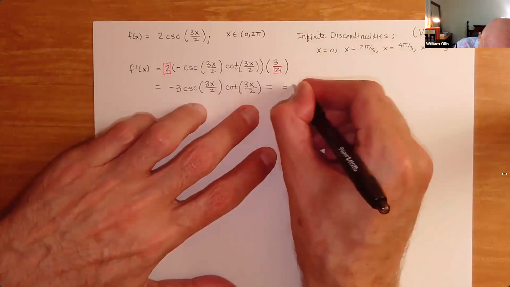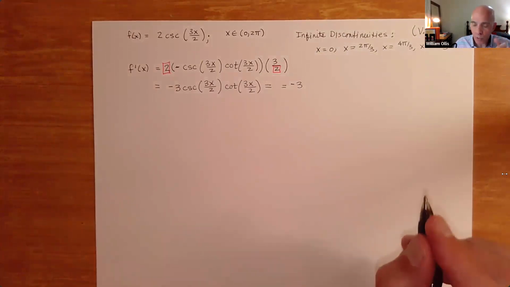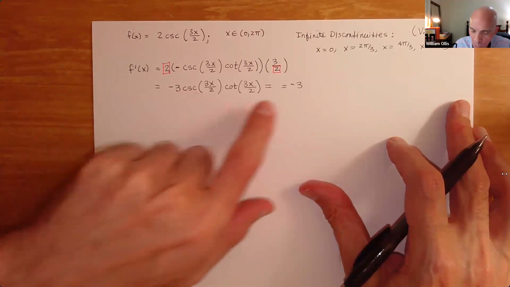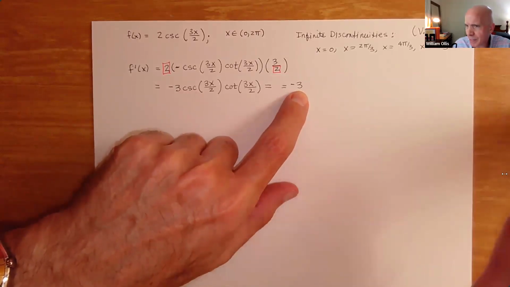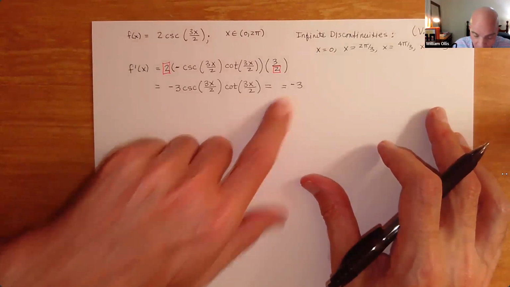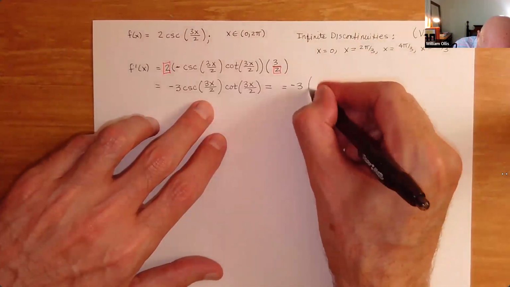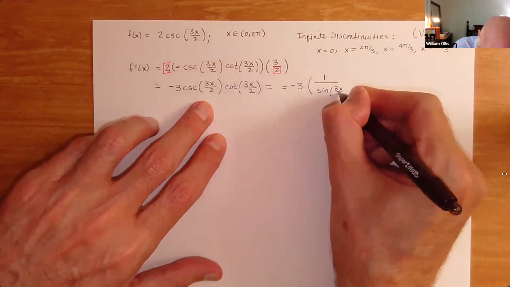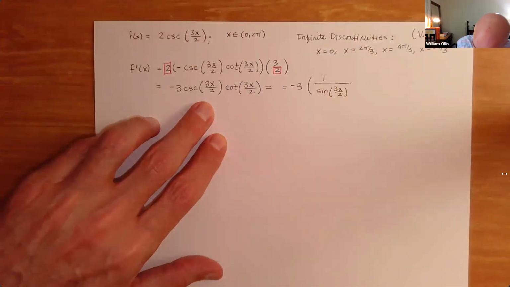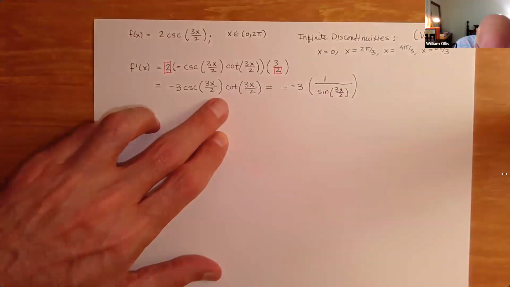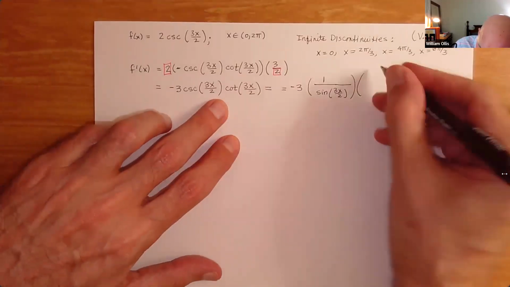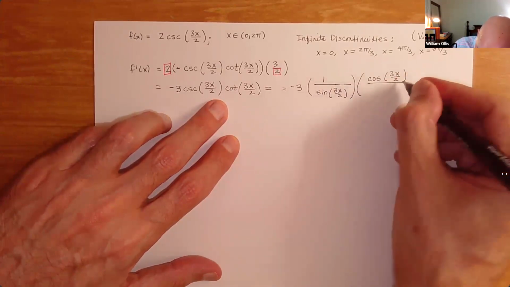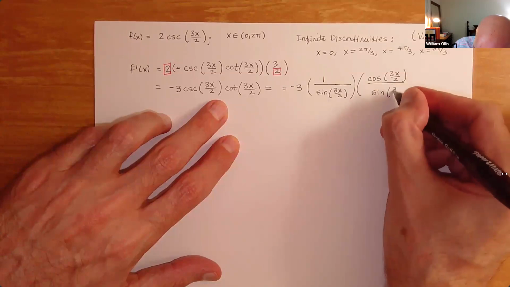So here we have a negative 3. And this is so important, ladies and gentlemen. We have this negative here. This will impact the sign, okay? So we don't want to forget it. The 3, no big deal, but the negative is extremely important. So now we have what? 1 over sine of 3x over 2. And then cotangent is what? Cosine over sine. So we have cosine 3x over 2 over sine of 3x over 2.